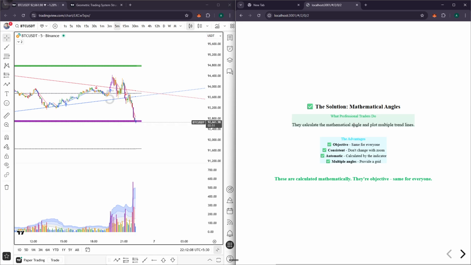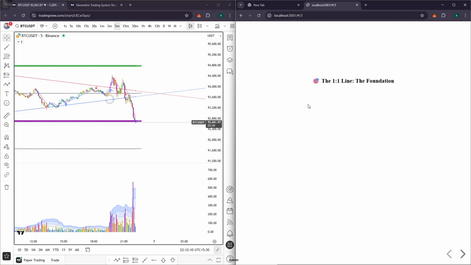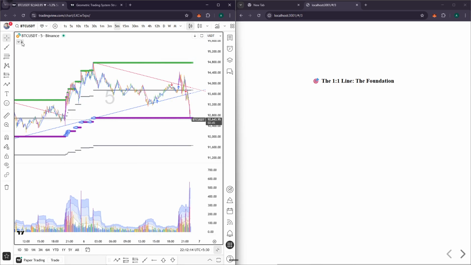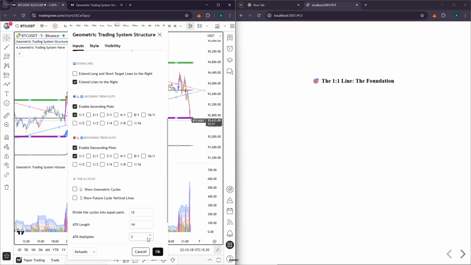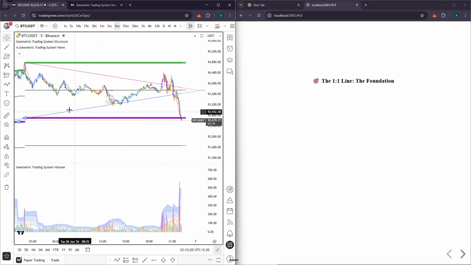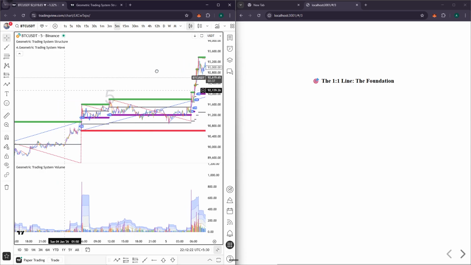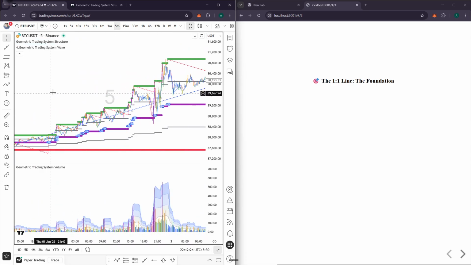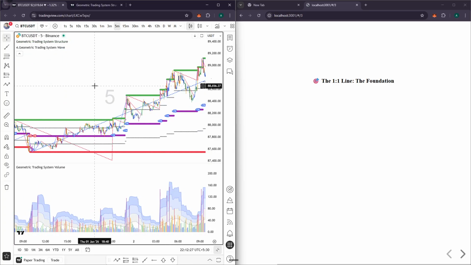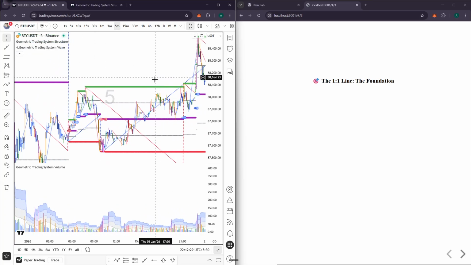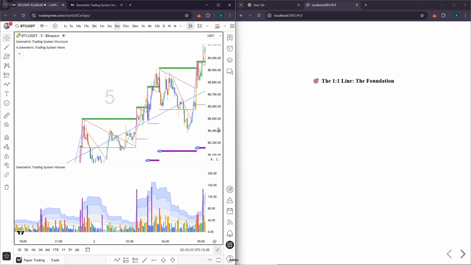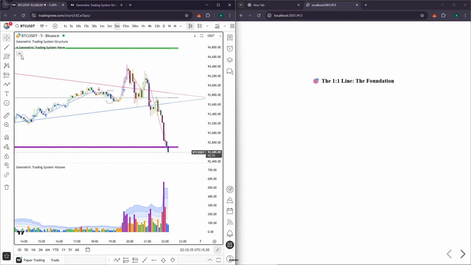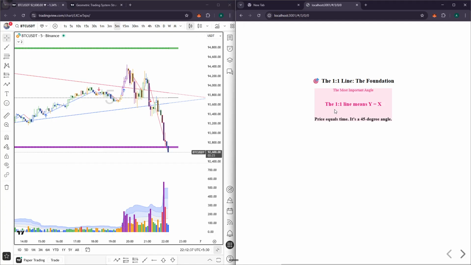So they are objective and the same for everyone. The one by one line is the foundation, as I showed you in the settings. The most important trend line is that one, and you can trade just off that and make profitable trades. So let's talk about that.